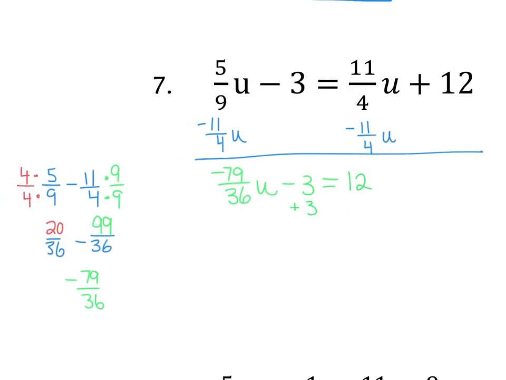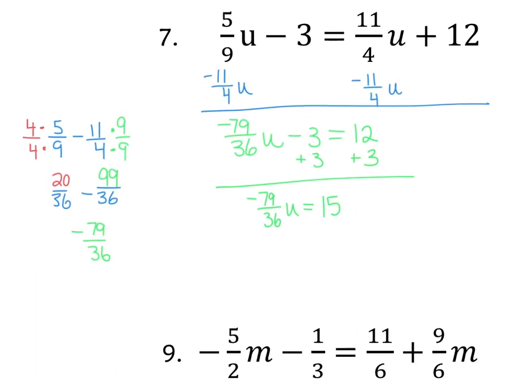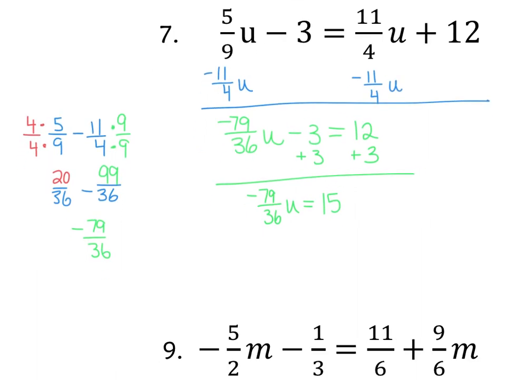Add 3 to both sides. This is going to equal 15. All right, so now my last step is to get this fraction apart from the u. It's multiplying. I'm going to multiply by the reciprocal.